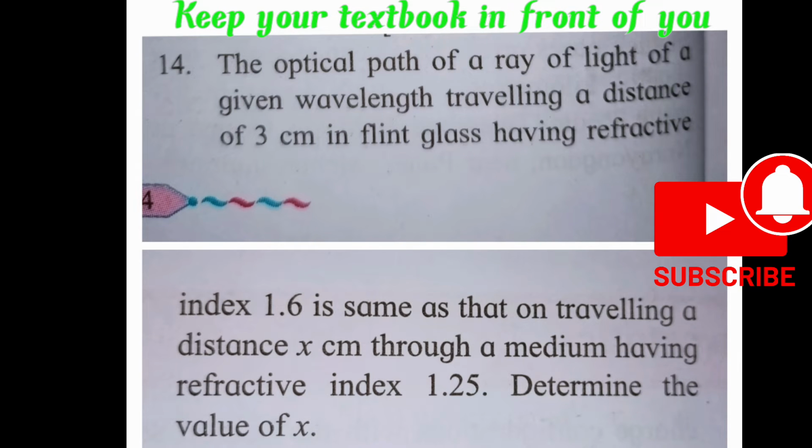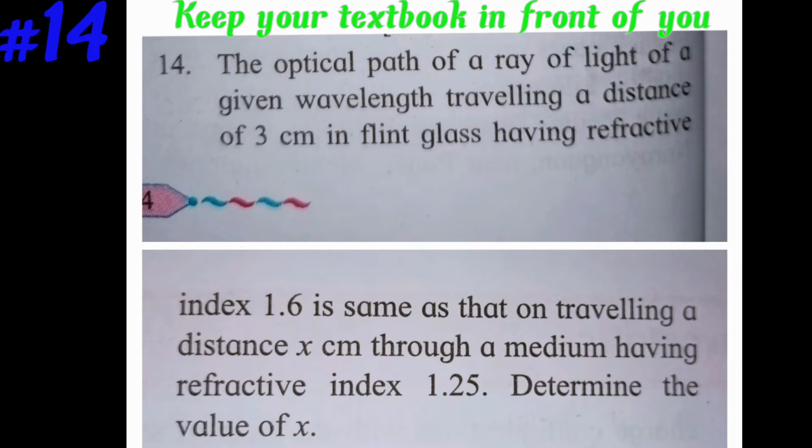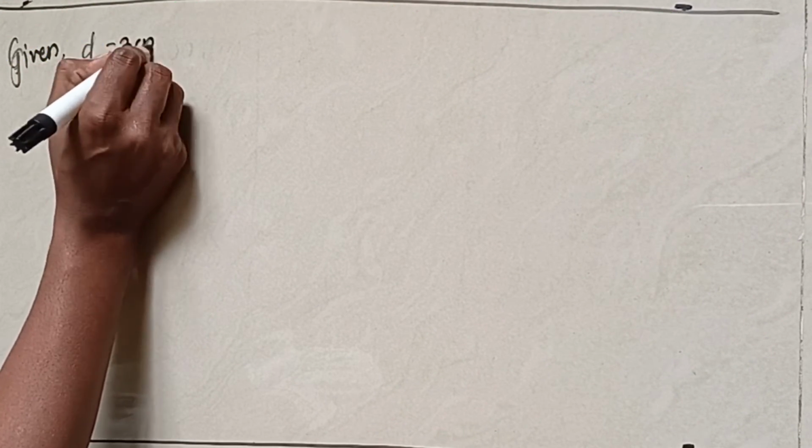Now the next problem is problem number 14. The optical path of a ray of light of a given wavelength traveling a distance of 3 cm in a flint glass having refractive index 1.6 is the same as that on traveling a distance x centimeter through a medium having refractive index 1.25. Determine the value of x. Here the optical path in the flint glass and the optical path in the medium are the same. This is the condition for problem number 14.